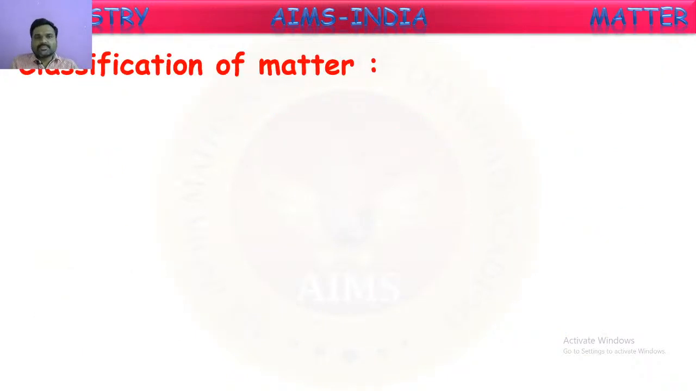How can we classify this matter? As we said, water, air, animals, plants, even human beings, stones, sand, even a small particle of clay, these all come under matter. But how can we classify these all kinds of matter? Let us see here.